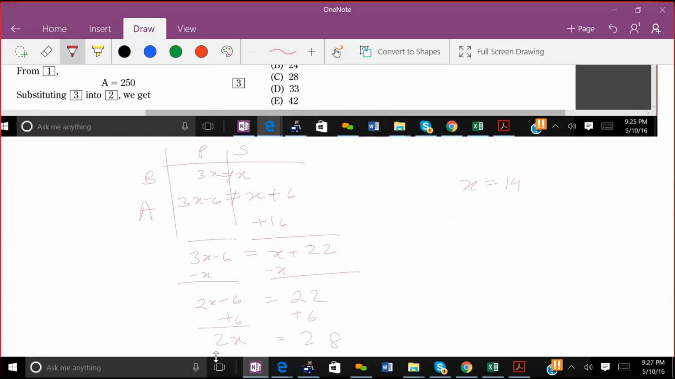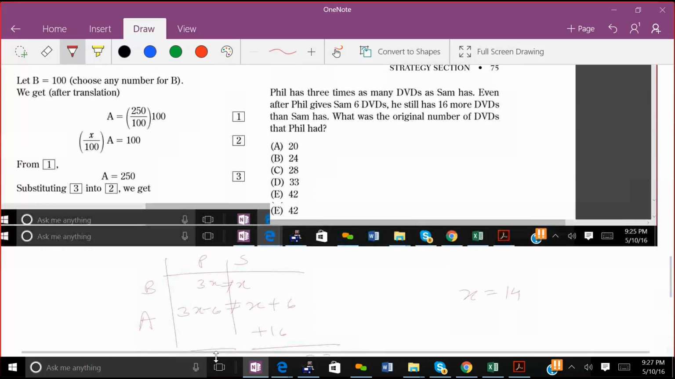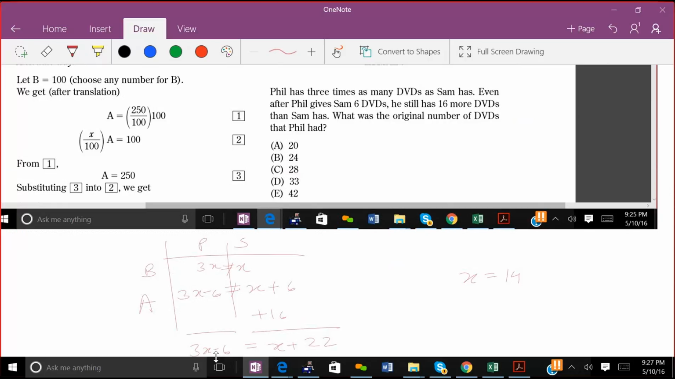Okay, 14. Now, at the end of the question, always read the end. After you do all the work, read the end of the question, because they may be asking something completely different. They're asking how much Phil had, so they're not really asking what x is. If 14 was a choice, a lot of students would answer 14 and move on. You have to be very careful. That's a very important trick to know. They're asking for Phil's age, so they're asking for 3x. 3x is 42. Does it make sense?